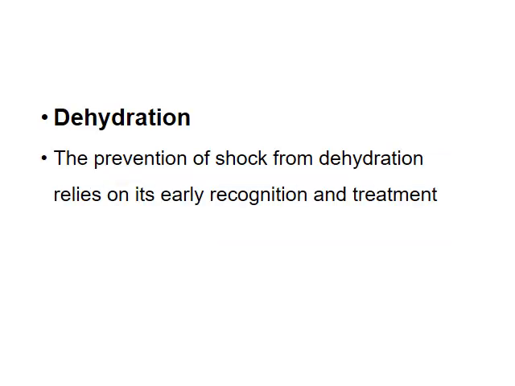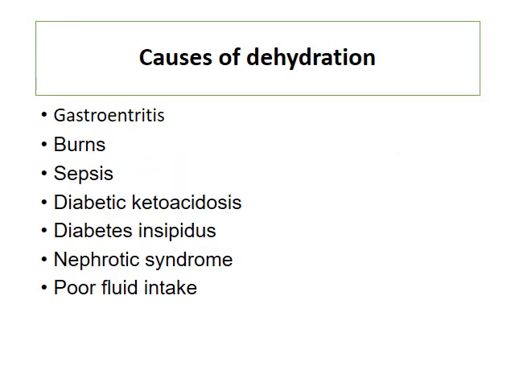Dehydration. The prevention of shock from dehydration relies on its early recognition and treatment. One of the causes of shock is hypovolemic shock due to dehydration. So I have to recognize dehydration early to prevent its progression to shock. Causes of dehydration: gastroenteritis, burns, sepsis, diabetic ketoacidosis, diabetes insipidus, nephrotic syndrome, or poor fluid intake.